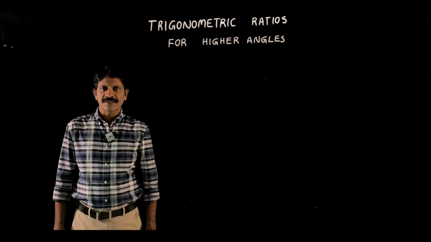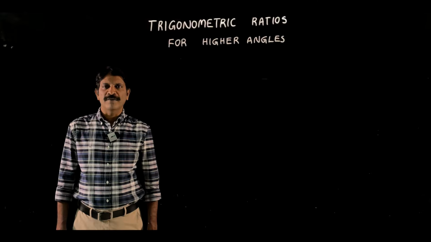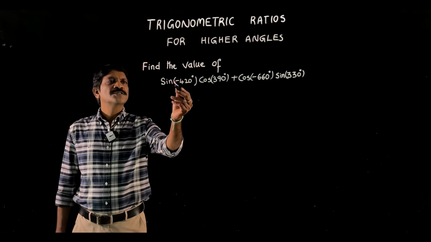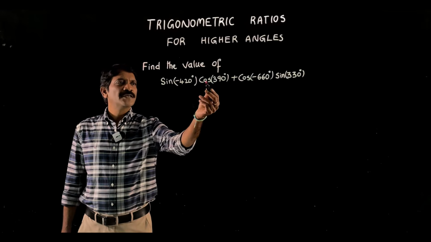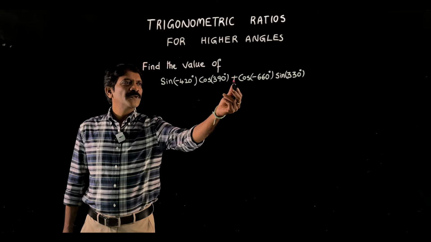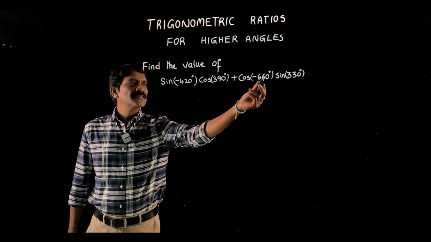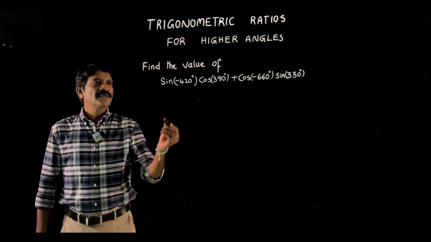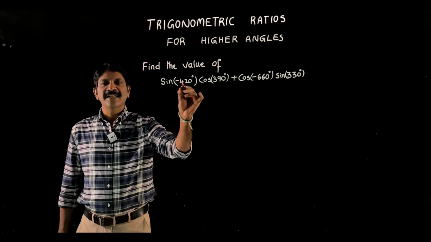Today, we are going to discuss trigonometric ratios for higher values. Let's have a look at this question. Find the value of sine of minus 420 degrees, cos of 390 degrees, plus cos of minus 660 degrees, sine of 330 degrees. Most of the students would confuse when theta value is greater than 360.